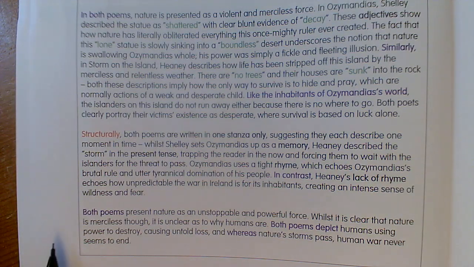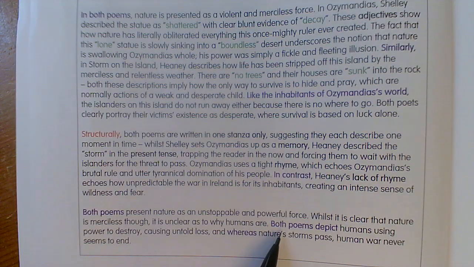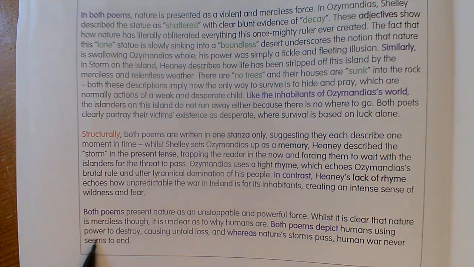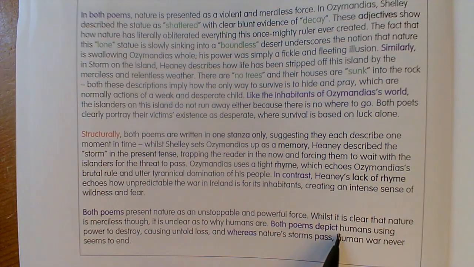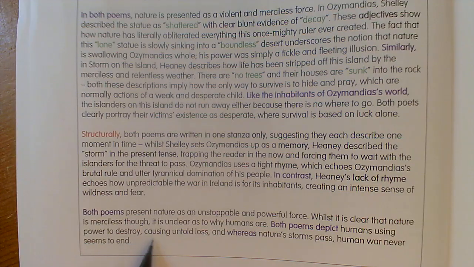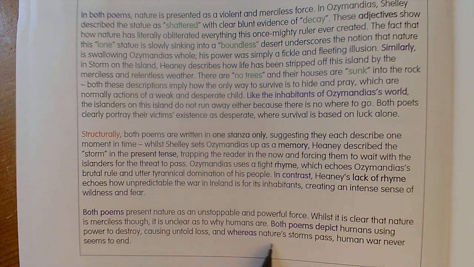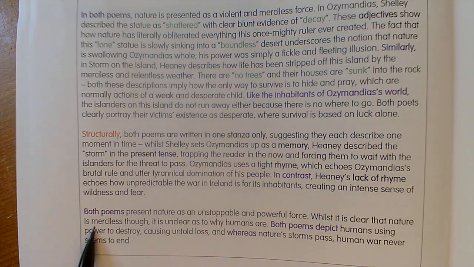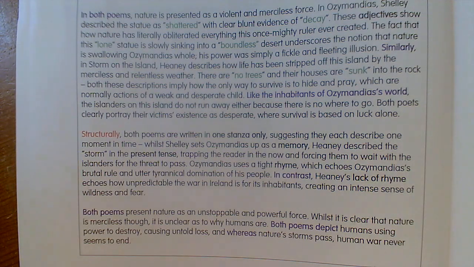Right, what does the conclusion look like? Very short, remember. Both poems present nature as an unstoppable, powerful force, whilst it is clear that nature is merciless, though it is unclear as to why humans are. Both poems depict humans using power to destroy, causing untold loss, and whereas nature's storms pass, human war never seems to end. That would be a really clear conclusion.